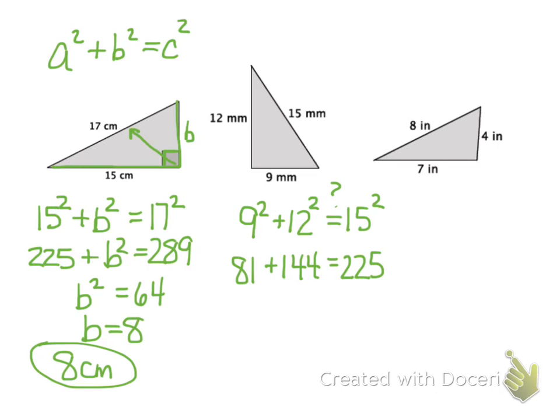By the way, you're going to find that knowing some of these perfect square numbers is really helpful. So 81 plus 144 is 225. Okay, so the Pythagorean Theorem checks out for this triangle. So what I know about this triangle is that it is a right triangle, so I can add that piece of information to the diagram. Okay, so let's do one more.